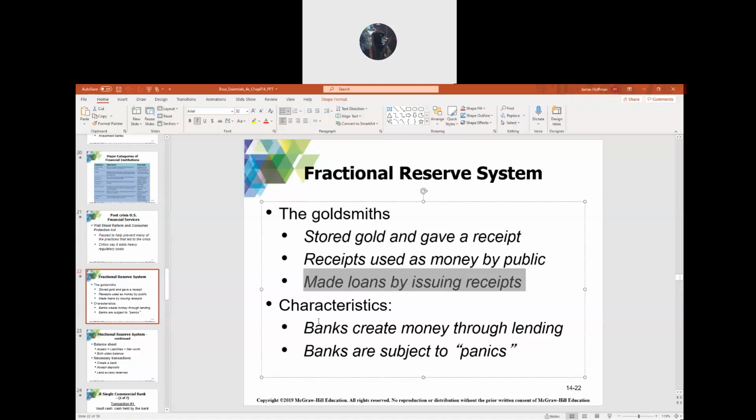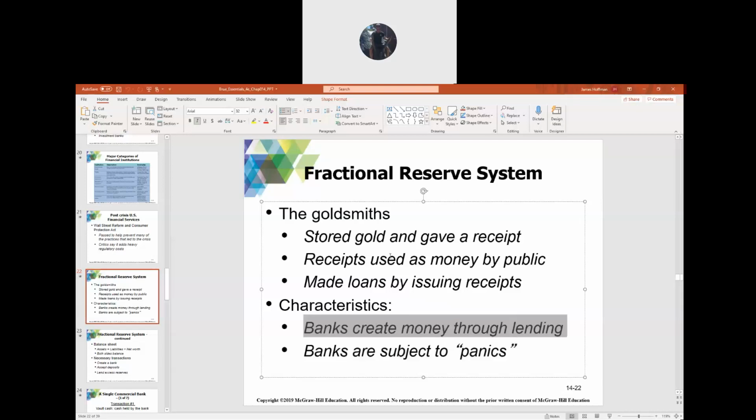So the idea here is that banks can create money through lending, and banks are subject to panics. If we lost trust in the whole banking sector and we decided to take all our money out of the checking and savings accounts, that'd be a problem because there wouldn't be enough. But as we've seen here, and as I showed you in the data, banks can create money through lending.